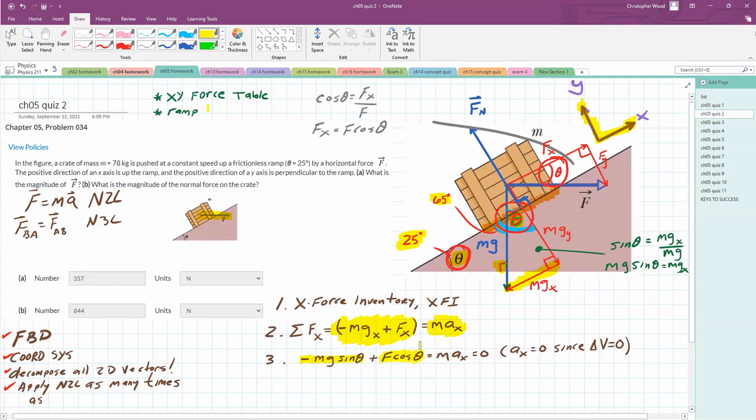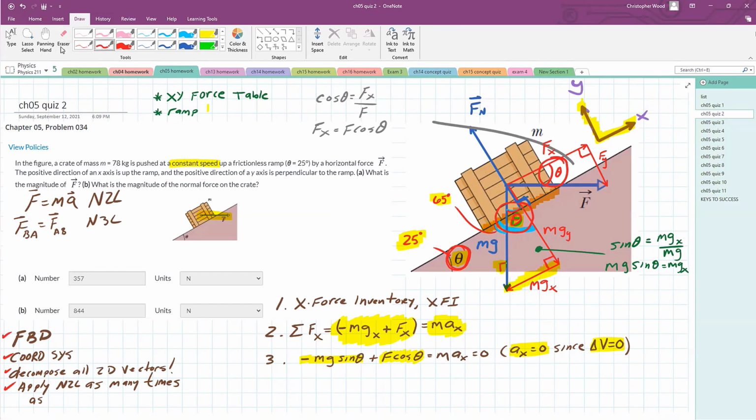And again, to repeat, this box is not motionless, it's moving, but it's moving at a constant speed. Constant speed means delta v equals 0. If the speed is constant, the acceleration is equal to 0. So no acceleration, but it is actually moving. So now what should we do? It's asking, what is the magnitude of f? Let's do a little sanity check here.